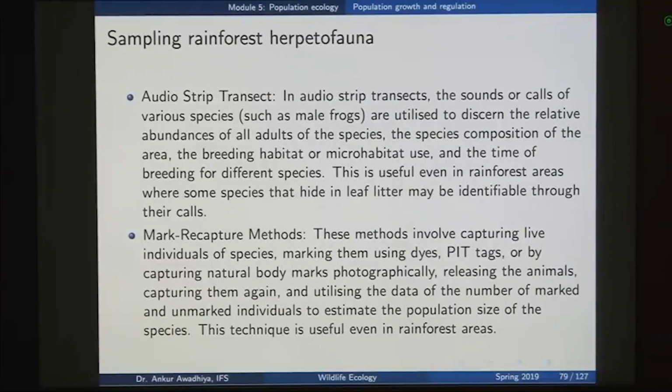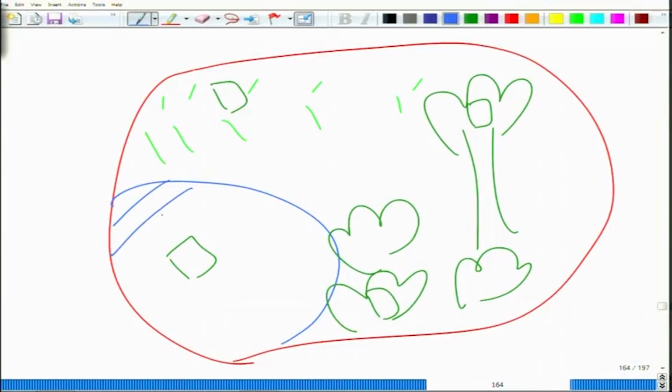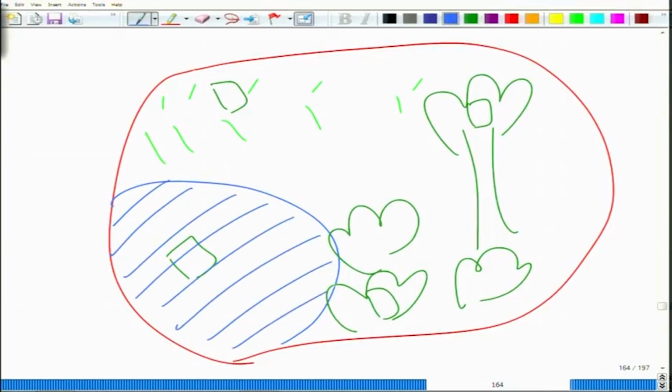Or by capturing natural body marks photographically, releasing the animals, capturing them again, and utilizing the data of the number of marked and unmarked individuals to estimate the population size of the species. So, in this case what we are doing is, suppose we get to know from our experiment that the frogs are only found in this particular lake. We will capture some frogs from this area, mark them by say a dye or using a PIT tag, release them again, and allow them to mix randomly with all the population of frogs that are there in this pond.